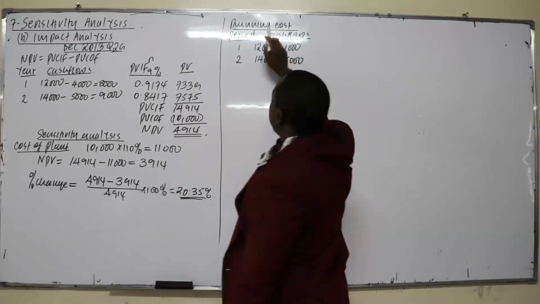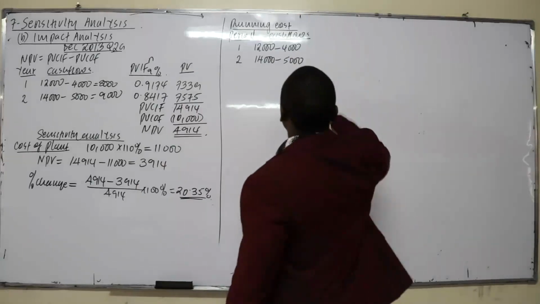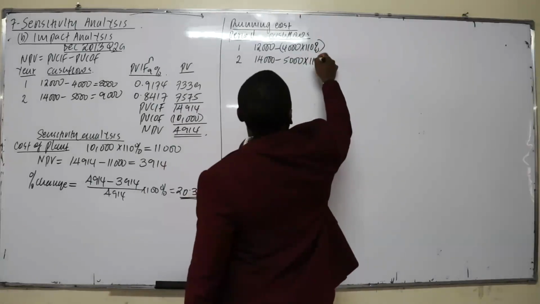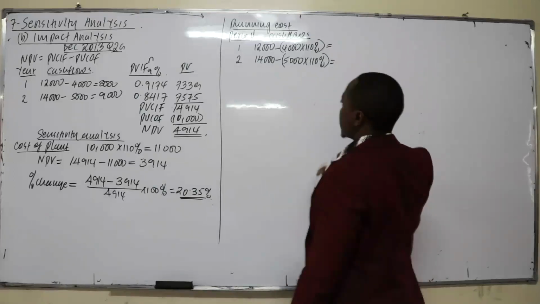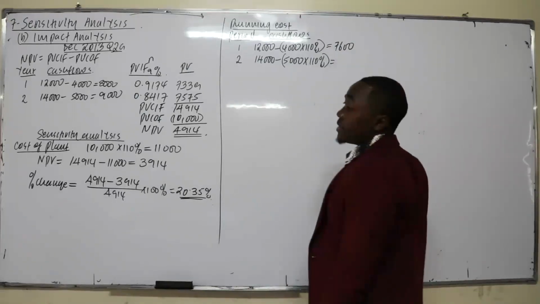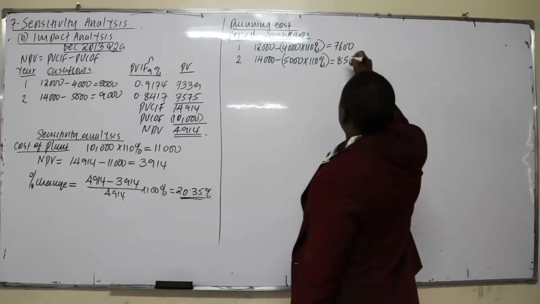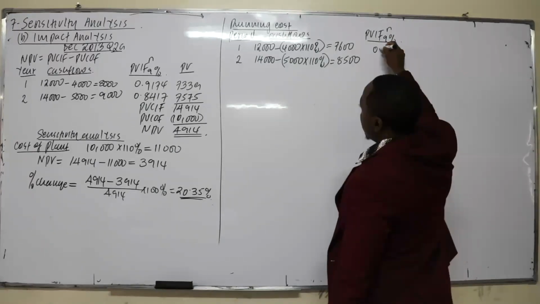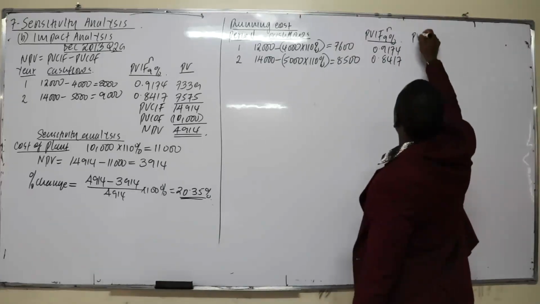But in this case, we're evaluating the running cost. When running costs are affected adversely by 10%, that means they increase by 10%. So you multiply by 110%. Also, this 5,000 you multiply by 110%. So that's 4,400. You get 7,600, right? And that's 5,500. You get 8,500. Good. Then we discount. Present value interest factor, 9%, year N. So year 1, we have 0.9174, 0.8417. Now let's get the present value.